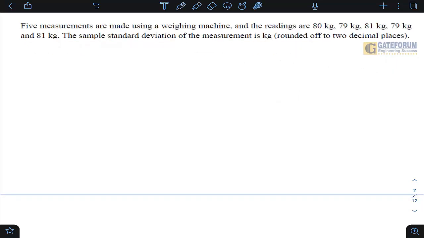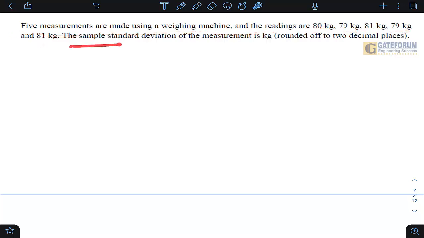This question is asked in GATE 23 of instrumentation. This is from measurement subjects and from error analysis topic, we can say. Basically statistical analysis of error topic. The question is, 5 measurements are made using a weighing machine and the readings are 80 kg, 79 kg, 81 kg, 79 kg and 81 kg.